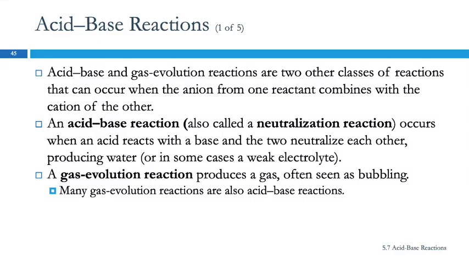Let's talk about acid-base reactions. We talked about how we can predict products of a reaction by looking at the ions that came to the party and switching the partners and seeing if anything happens, right? We can use that strategy for precipitation reactions. It also works for acid-base reactions.